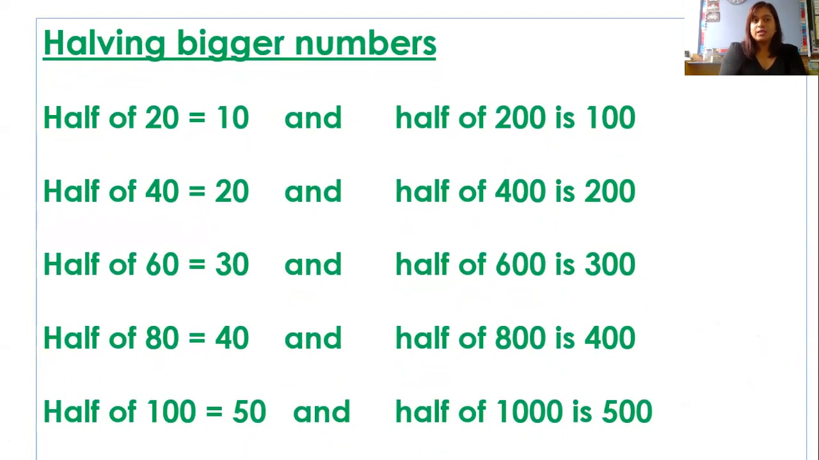Now we are moving on to a slide where we have bigger numbers. So if half of 20 is 10, that means half of 200 is 100. If half of 40 is 20, then half of 400 is 200. If half of 60 is 30, then half of 600 is 300. If half of 80 is 40, then half of 800 is 400. If half of 100 is 50, then half of 1000 is 500.